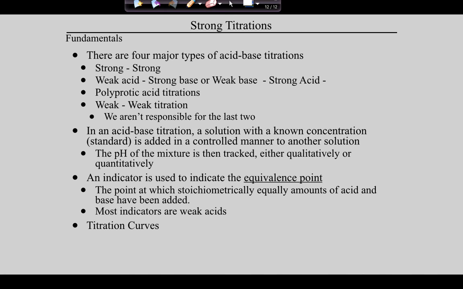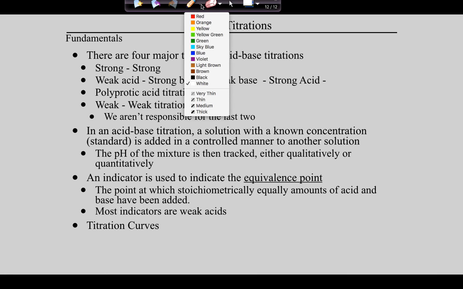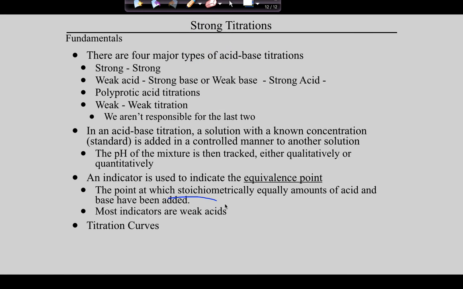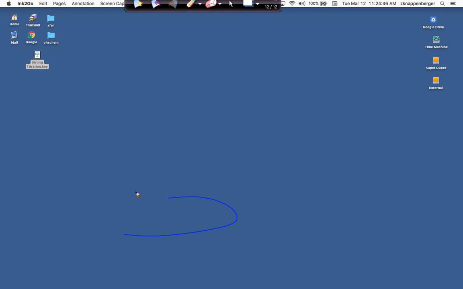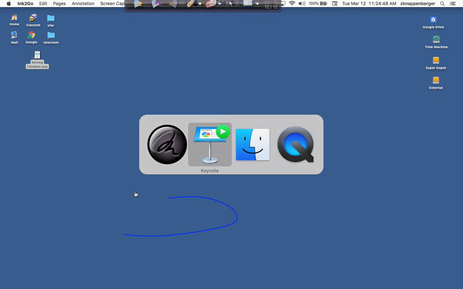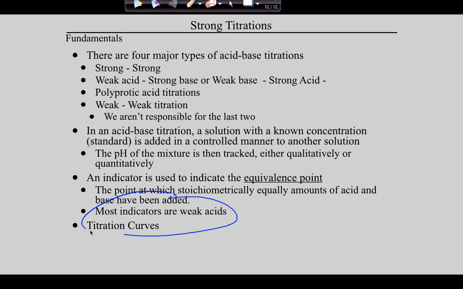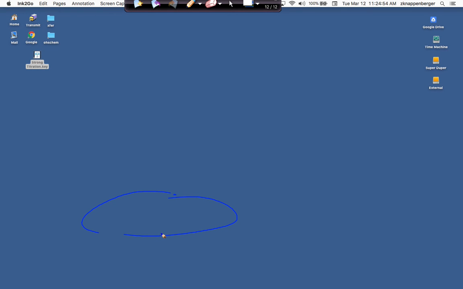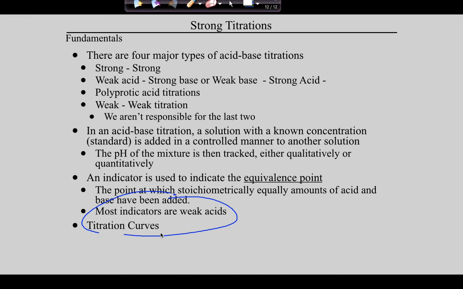You don't need to write any of this down, but they will ask you these questions in multiple choice on the test. So you need to understand at some superficial level how indicators work. The thing that you need to understand is this: most indicators are actually just weak acids. Phenolphthalein is actually a weak acid. And because phenolphthalein is the one that you're most familiar with, it's the one that I want to show you.